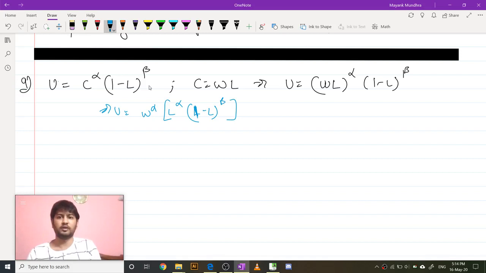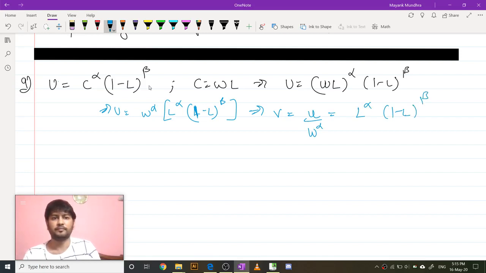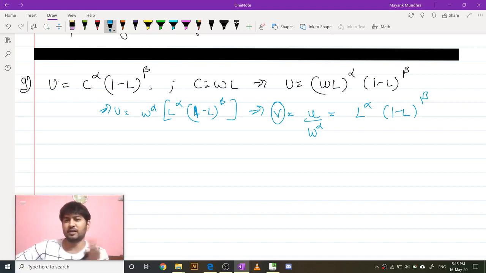So W to the power alpha is common, so you can do a monotonic transformation on this function and represent a new function v, which is u upon W to the power alpha, which is going to be L to the power alpha times 1 minus L to the power beta. Now I can do maximization of v instead of maximizing u because it's just a monotonic transformation of u. So maximizing u with respect to L has the same solution as maximizing v with respect to L.